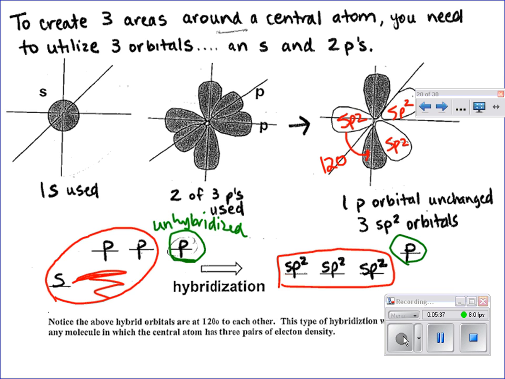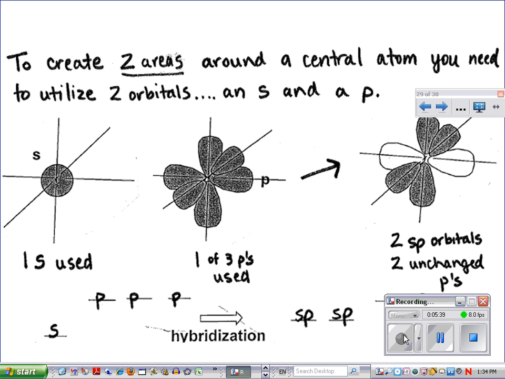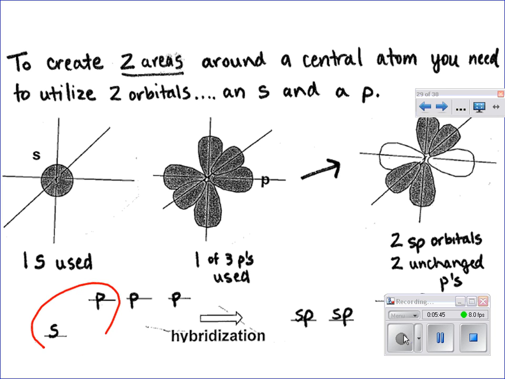Total areas. Okay, the last scenario we're actually going to look at pictures for would be 2 areas. If we have 2 areas, we're only going to utilize 2 orbitals to make our hybrid. And we're going to mix those together, and we're going to get 2 brand new orbitals called sp. There's one, and there's the other.